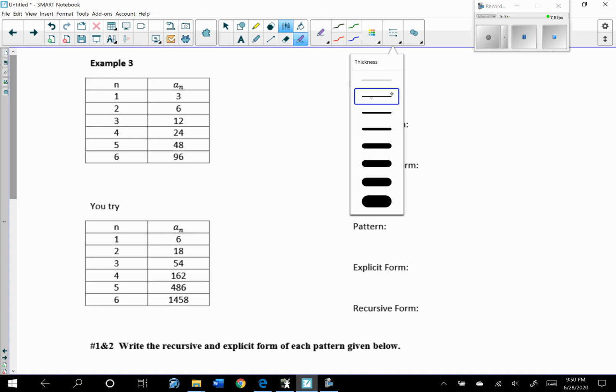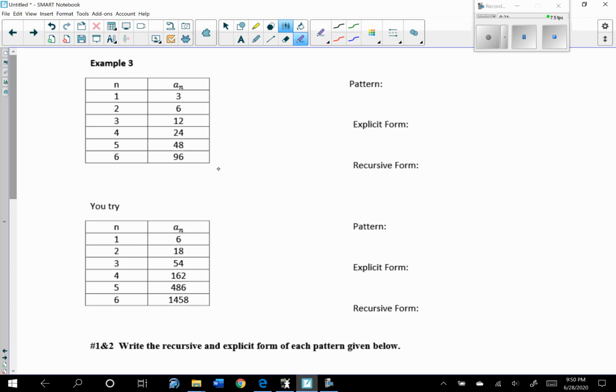So for this next one, go ahead and start subtracting to find the differences. So when we do that, 6 minus 3 is 3. 12 minus 6 is 6. 24 minus 12 is 12. This gives me 24. And 96 minus 48 is 48. So if I do that again, you're going to be looking at the same numbers. Notice I have 3, 3, 6, 6, 12.